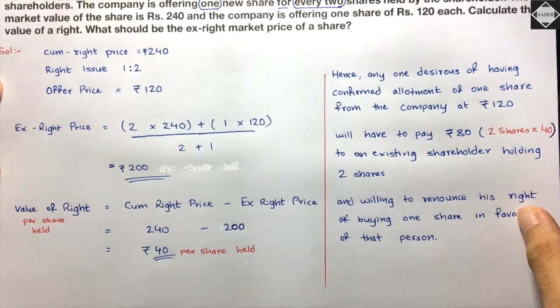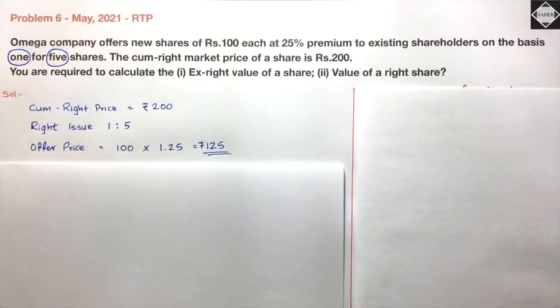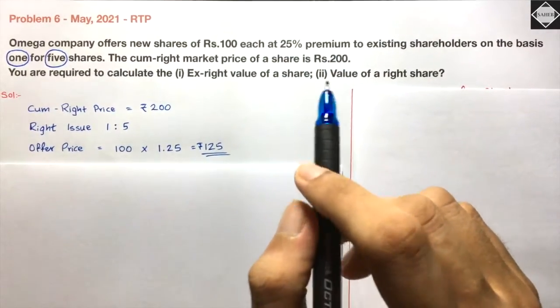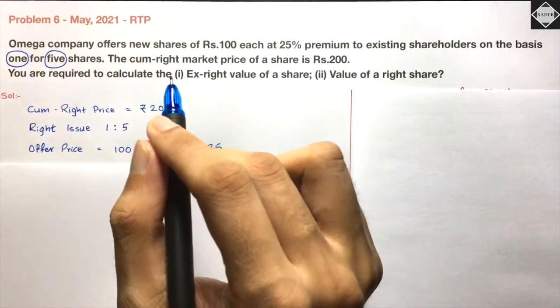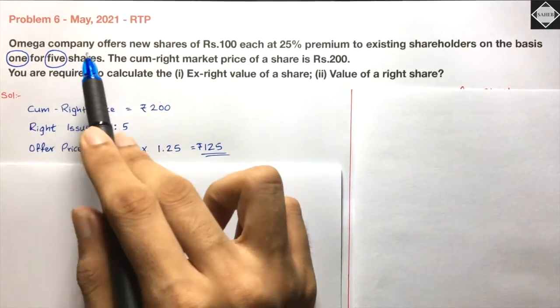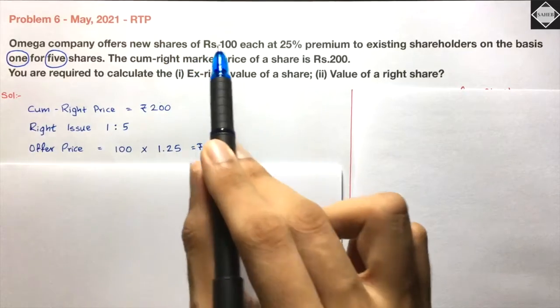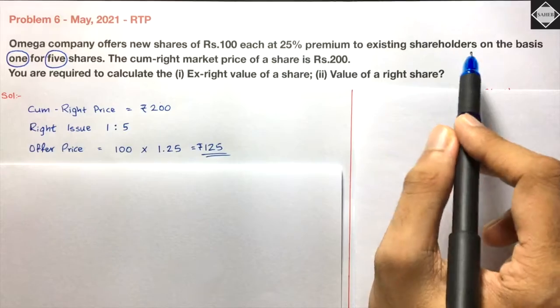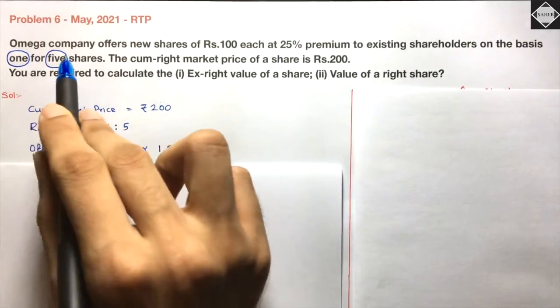Now let's move on to another problem. Now see, here we have another problem of value of right calculation. This problem is from the May 2021 RTP. Okay, see here, Omega company offers new shares of rupees 100 each at 25% premium to existing shareholders on the basis 1 for 5 shares.